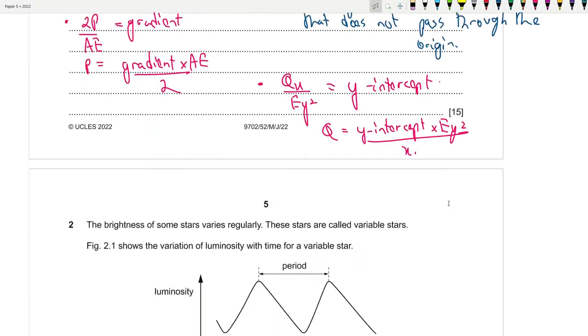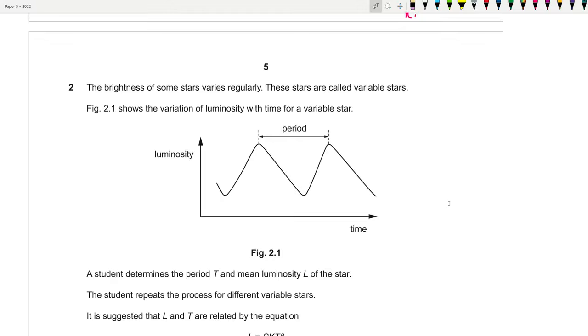I guess we're ready. So the brightness of some stars varies regularly. These stars are called variable stars. Figure 2.1 shows the variation of luminosity with time for a variable star. The student determines the period T and mean luminosity L of the star. The student repeats the process for different variable stars.